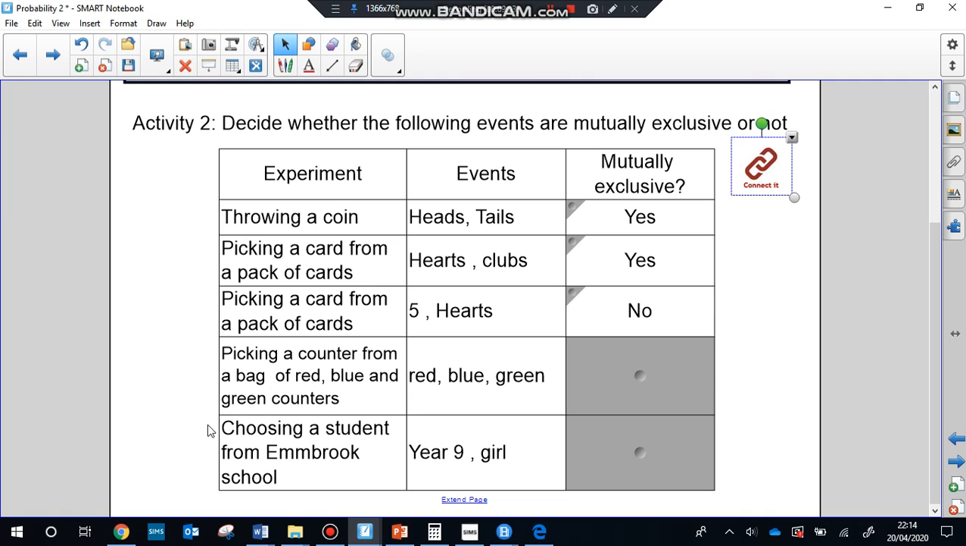If I'm picking a counter from a bag of red, blue and green counters, are red, blue and green mutually exclusive? Yes, they are. They can't happen at the same time. If I'm choosing a student from a school and I want either a year 9 or a girl, are they mutually exclusive? No, they're not. They can happen at the same time. So hopefully you'll have understood what the definition of mutually exclusive is.